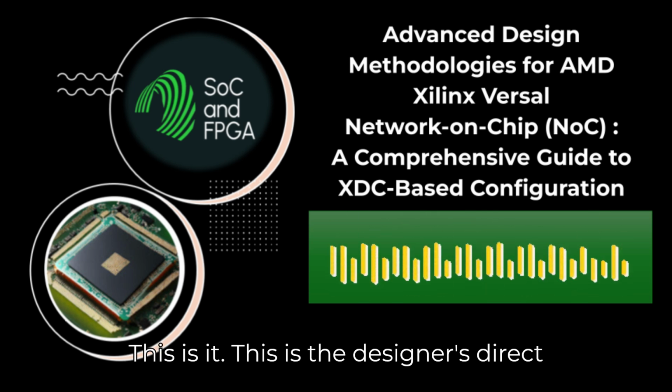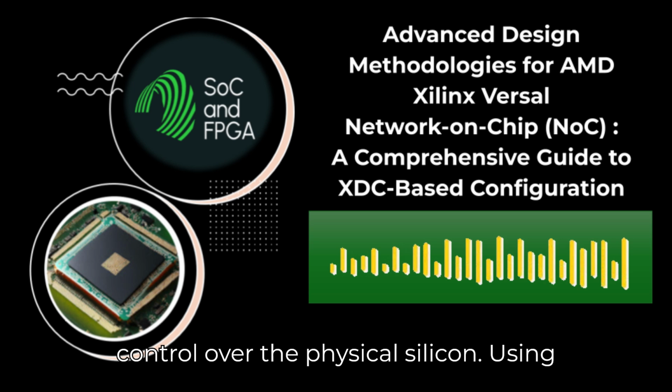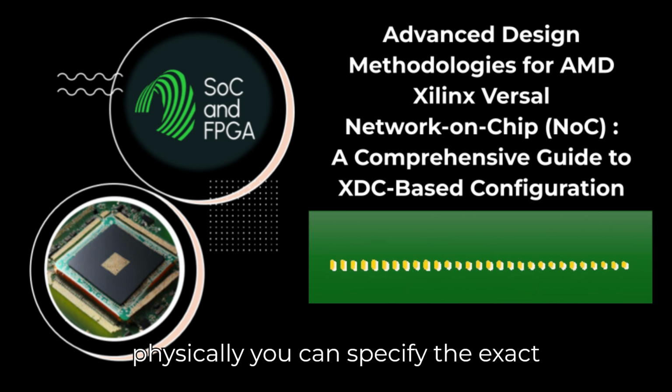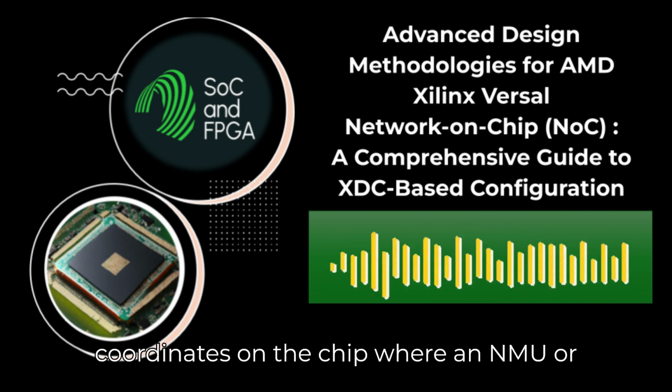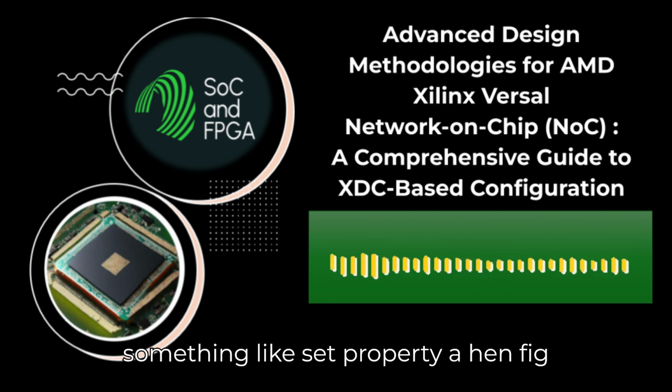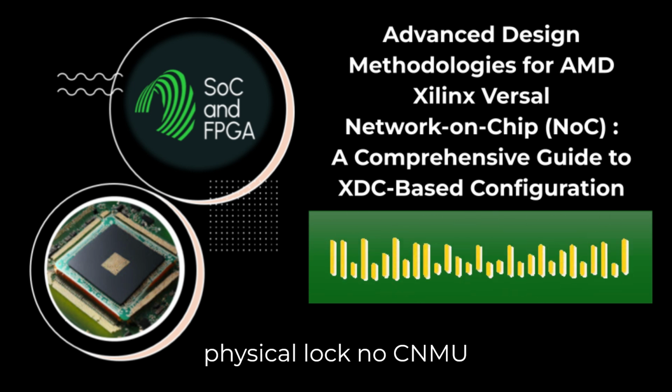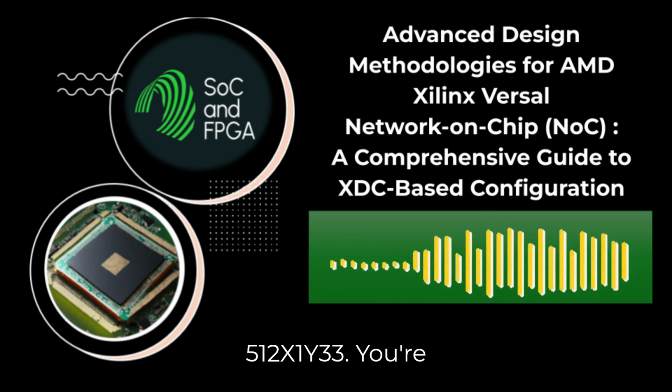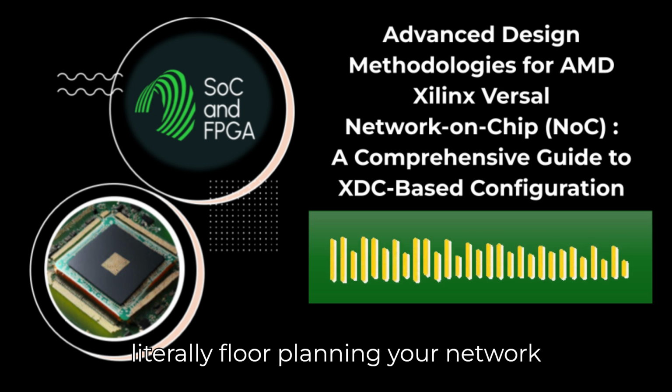This is the designer's direct control over the physical silicon. Using PhysicLay, you can specify the exact coordinates on the chip where an NMU or NSU port must be placed. The syntax is something like set_property HENFIG.PHYSICAL_LOCK NOC_NMU512 X1Y33. You're literally floor planning your network endpoints.